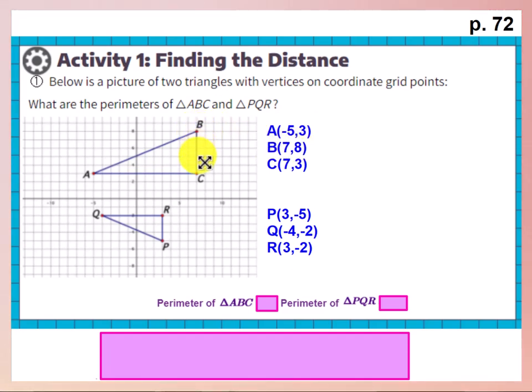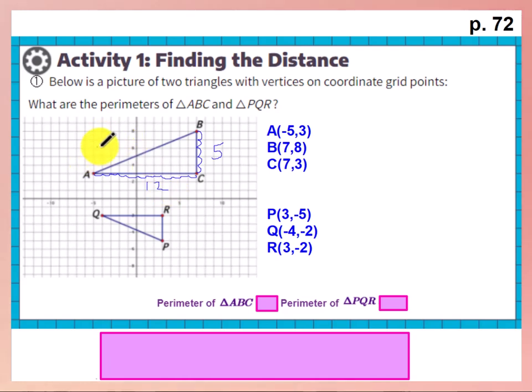I can count the vertical and horizontal distances. Okay, so let me go ahead and count and write those. All right, BC is 1, 2, 3, 4, 5. Okay, AC is 1, 2, 3, 4, 5, 6, 7, 8, 9, 10, 11, 12.